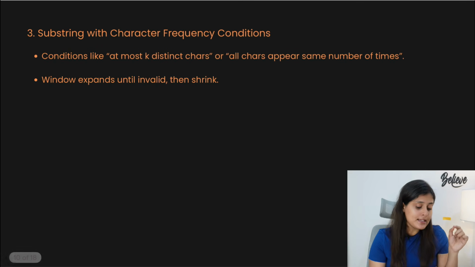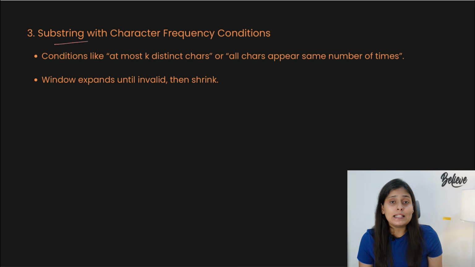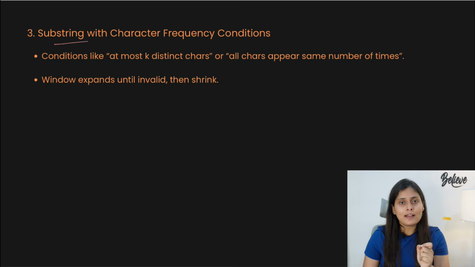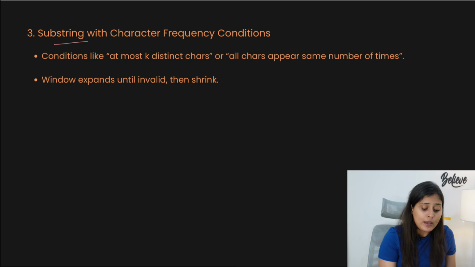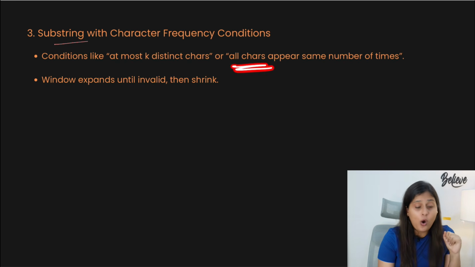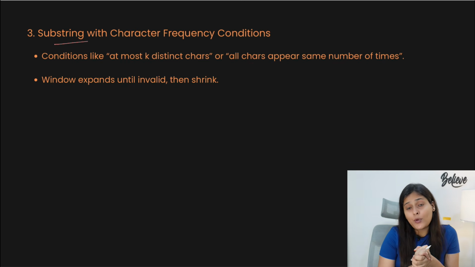Now the third pattern is substring or subarray character frequency condition. Means here also the length will dynamically vary. But along with that, the question will explicitly ask you for the frequency count or something where you have to explicitly keep a hash map as well to count the frequency for a particular size of window, okay? So whenever the question asks you to give at most k distinct characters or all characters appear the same number of times or something like that, then you can think of sliding window with a hash map, okay?